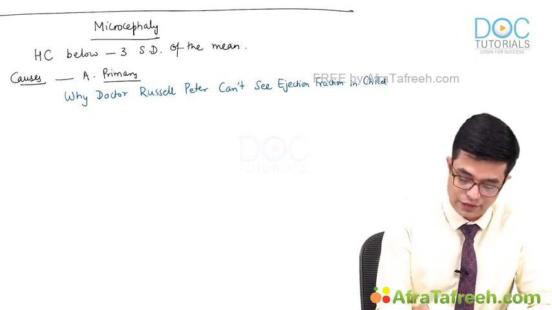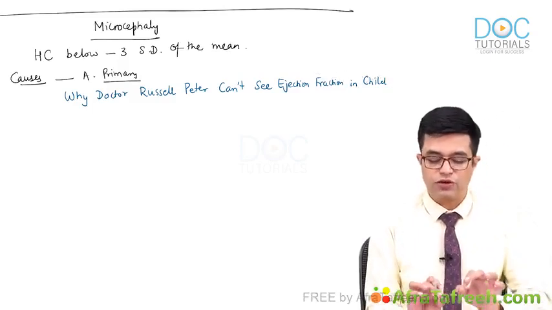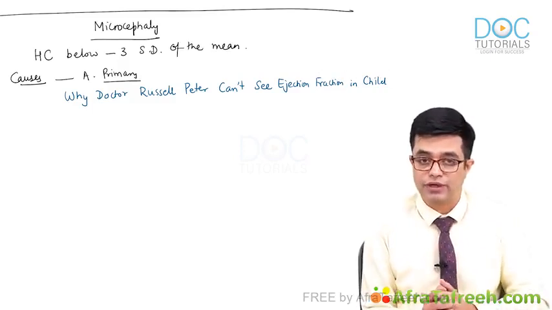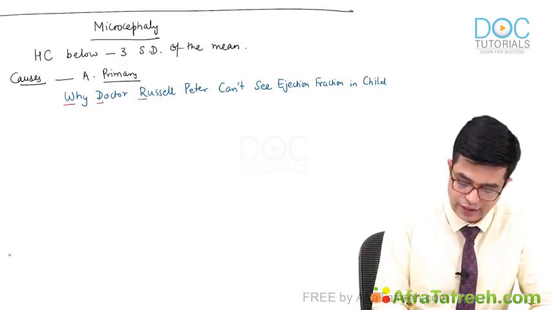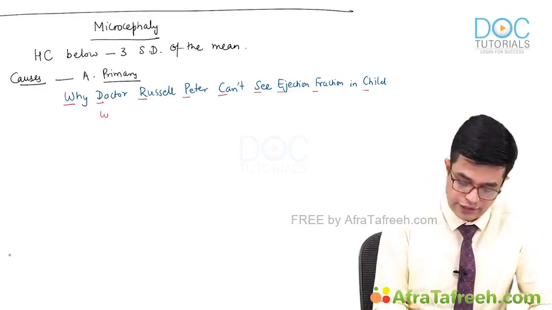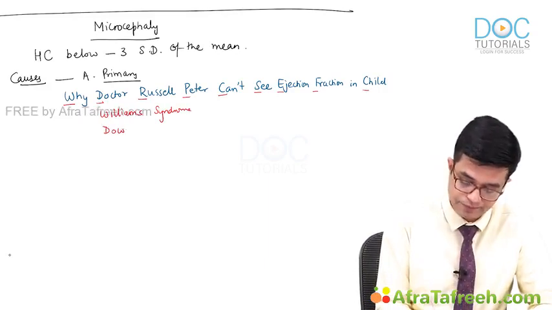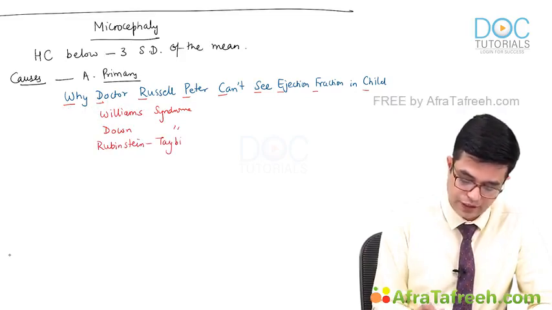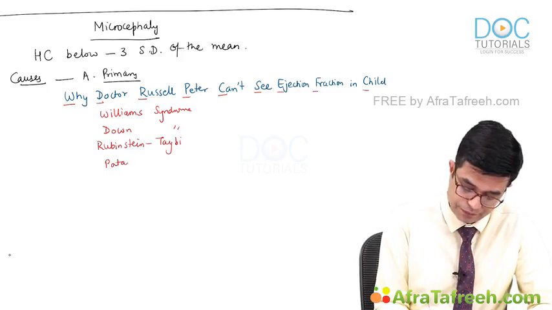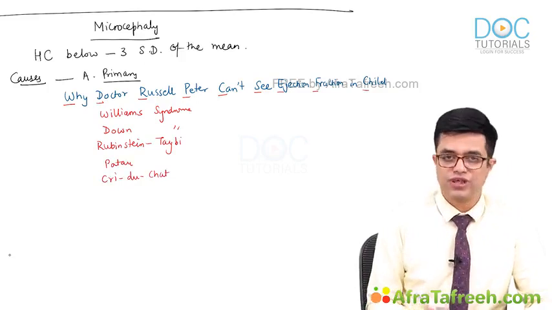So all these first words in them stand for the common causes of microcephaly, that is primary microcephaly. So we have W, D, R, P, C, S, E, F and again C. The W stands for Williams syndrome. D stands for Down syndrome. R stands for Rubinstein-Taybi syndrome. P stands for Patau syndrome. First C stands for Cri-du-chat syndrome, which is a partial deletion syndrome.